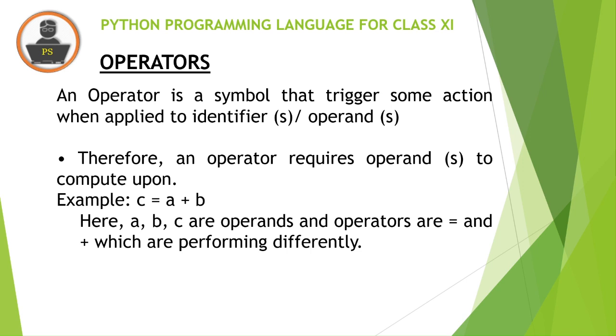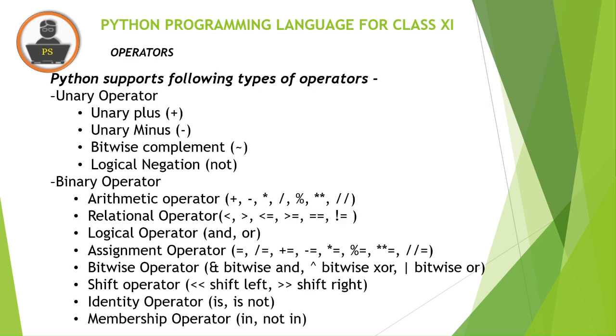However, is equal to or plus, which are performing differently, these are the operators. Okay, so what are the operands here, A, B, C, and is equal to and plus will be operators. Python supports the following types of operators. Like in unary operators, unary plus, unary minus, bitwise complement, logical negation, which is called not. In binary operators, plus, minus, multiplication, division, percentage; multiplication slash can be used.